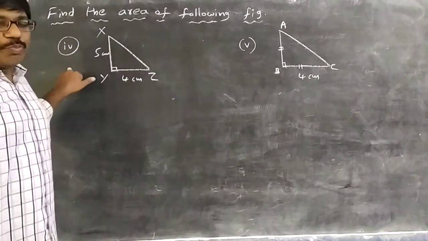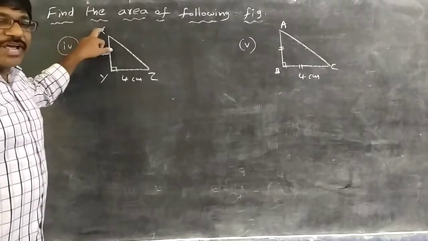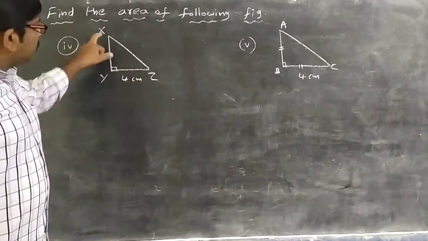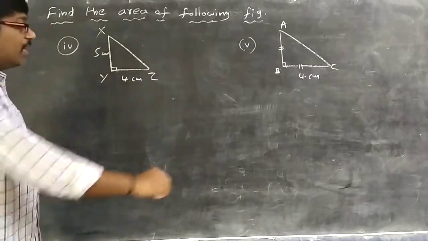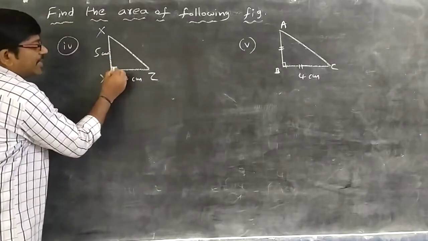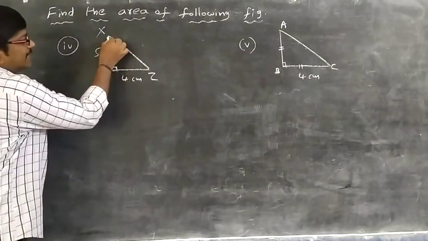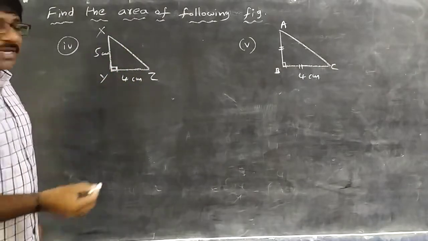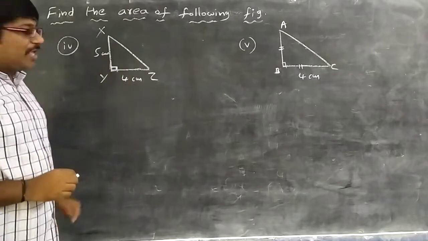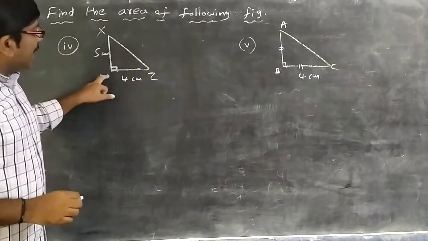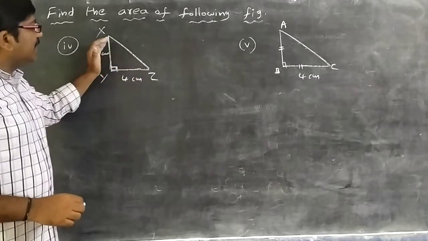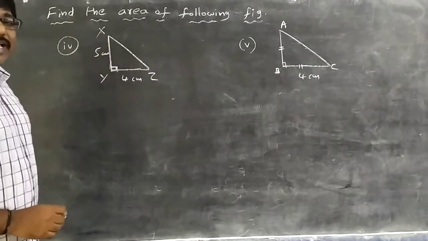Next, the fourth problem. What is the area of triangle XYZ? So observe the figure. XYZ is a right angle triangle. Here angle Y is 90 degrees. See, this symbol denotes a right angle triangle. In it XY and YZ are perpendicular sides. Say it is the base and it is the height. See, what is its area?